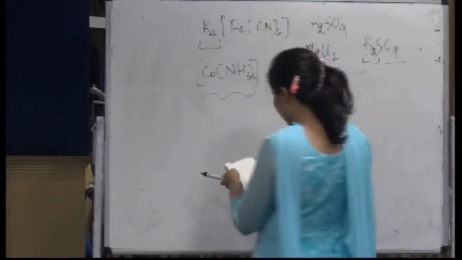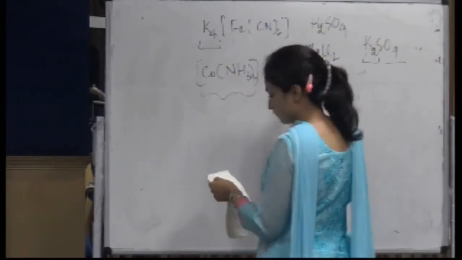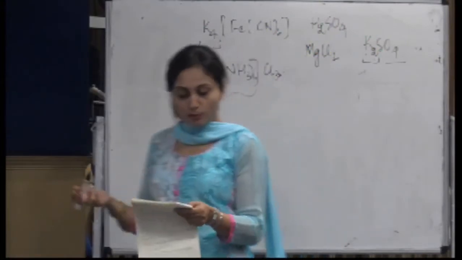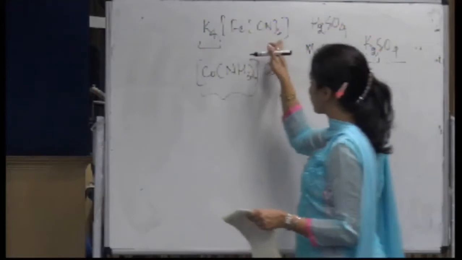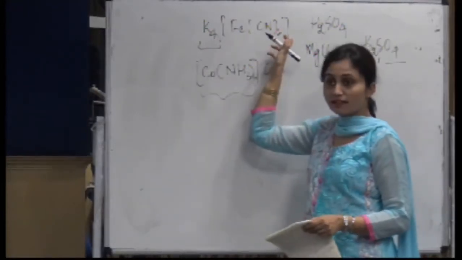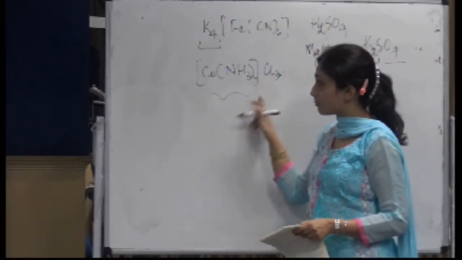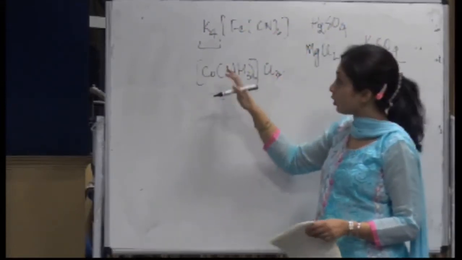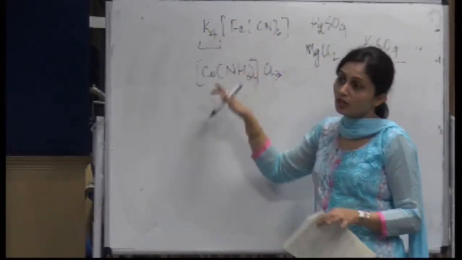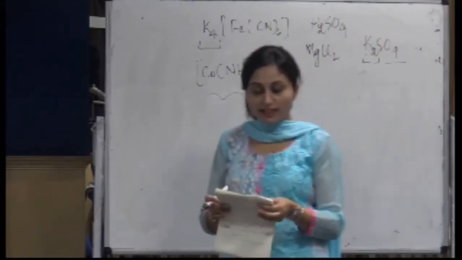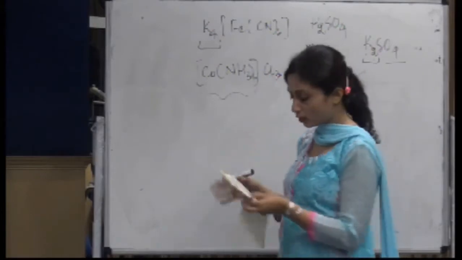Central metal atom पे आते हैं. Let me just go stepwise according to the protocol which is given. Cation is named first in both positively and negatively charged complexes. What is the charge on the complex? Negative. So this is a negatively charged complex. And what is the charge on this complex? Positive. So cation is named first whether it is a negatively charged complex or a positively charged complex. Ligands will be named in alphabetical order. Any doubts? Alphabetical order you all know.